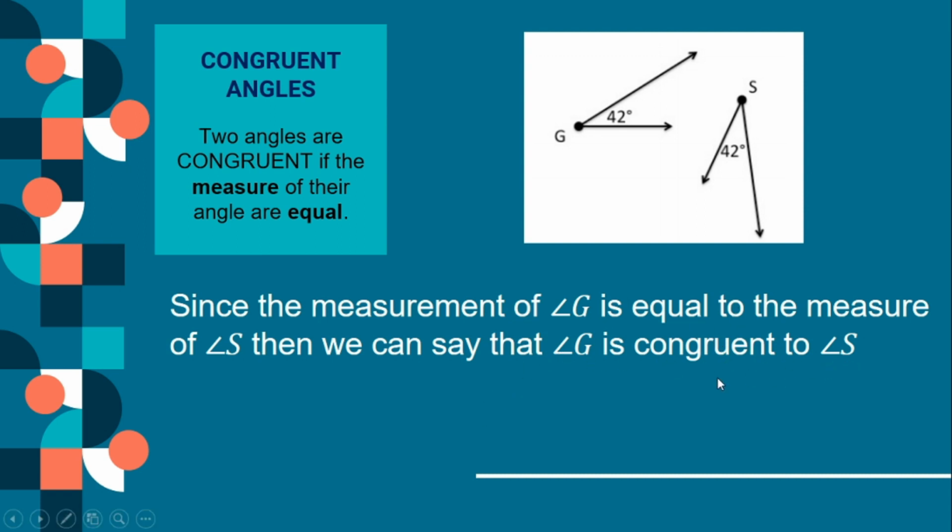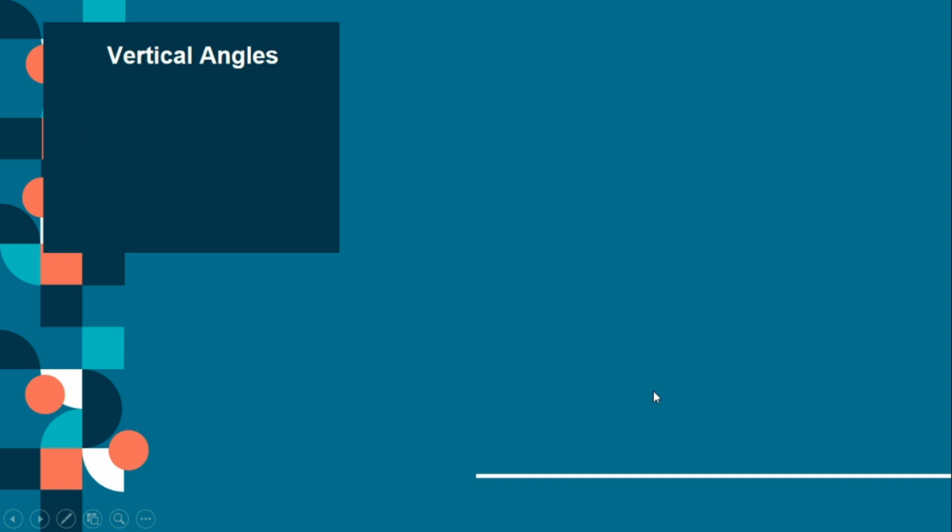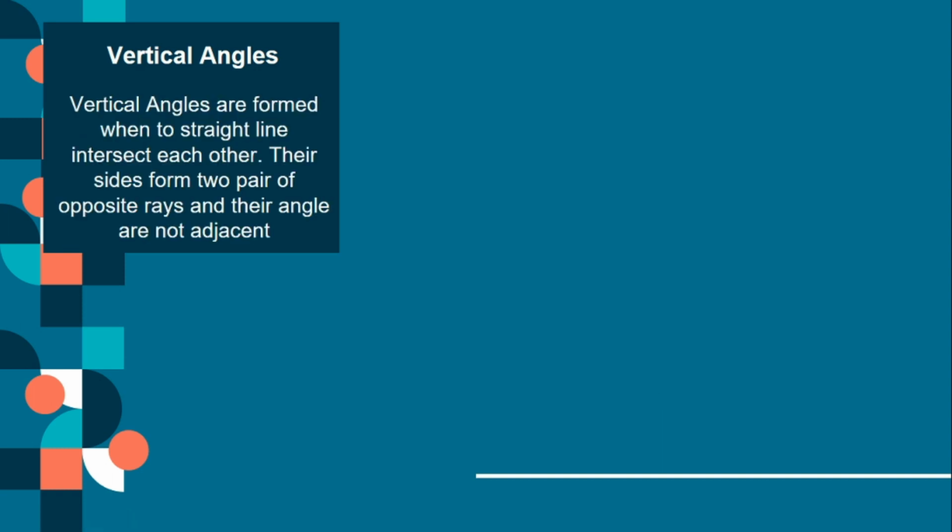And we can denote that by use of this symbol: angle G is congruent to angle S. Now, let's talk about the vertical angle. Vertical angles are formed when two straight lines intersect each other, and their sides form two pairs of opposite rays and their angles are not adjacent.